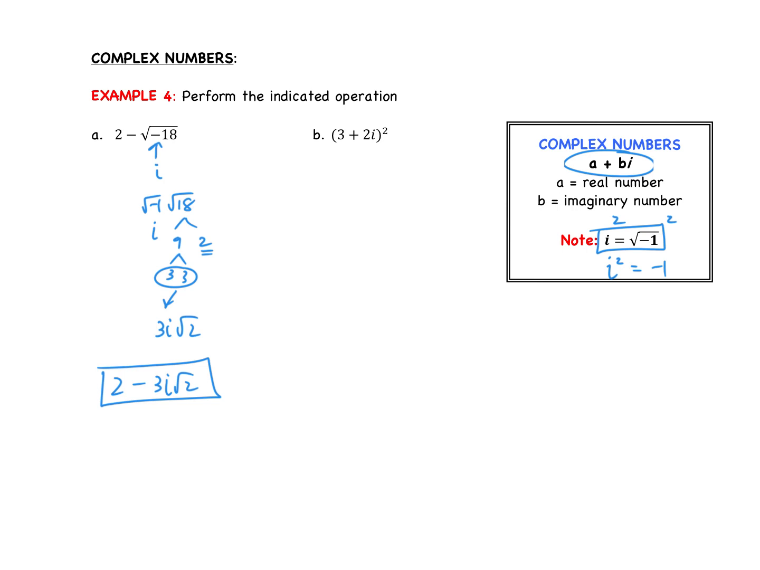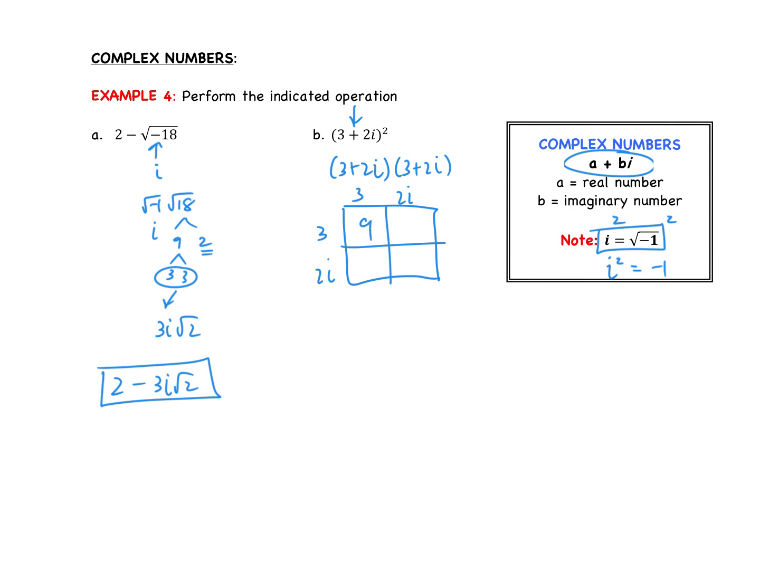Lastly, B, 3 plus 2i, that whole quantity squared. Why am I not allowed to distribute the squared? Come on, I asked this before. Jamie? Addition. If you have addition or subtraction, you cannot distribute the squared. So instead, this is 3 plus 2i times 3 plus 2i. Again, you can FOIL, you can draw the arcs in, you can do a box, I don't care, whichever you prefer.